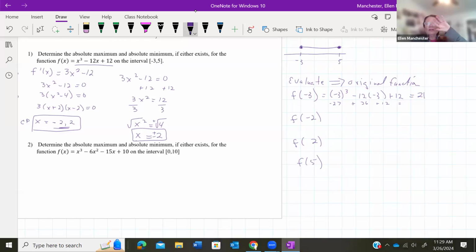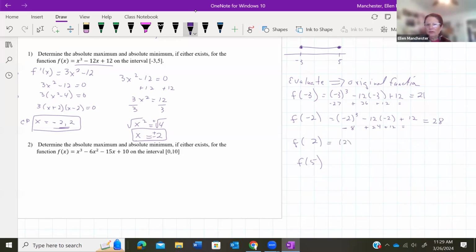Okay, so what this means, think about it on your graph. When you're doing this, I want you to be able to picture it on your graph. At x is -3, we have a point at +21. Then we're going to do -2. So -2 cubed minus 12 times -2 plus 12. So we have -8 plus 24 plus 12, which is 28. So at -2, you have a point at 28. You can see that this is higher, right? This 28 is higher than 21. So 21 is not our maximum.